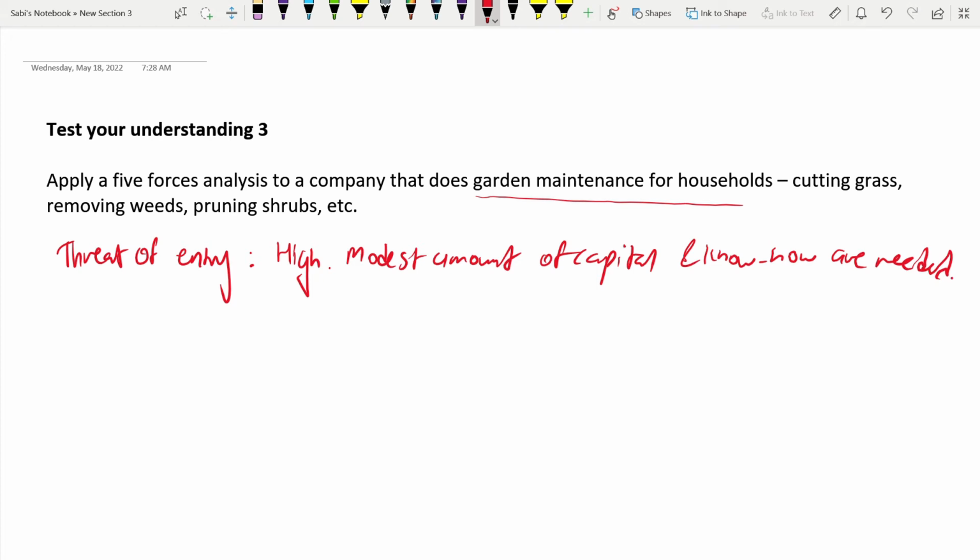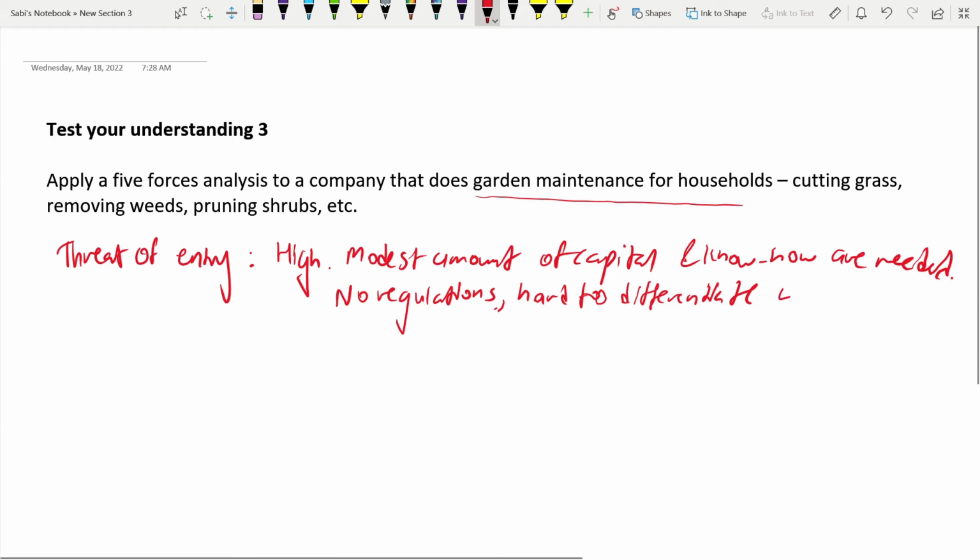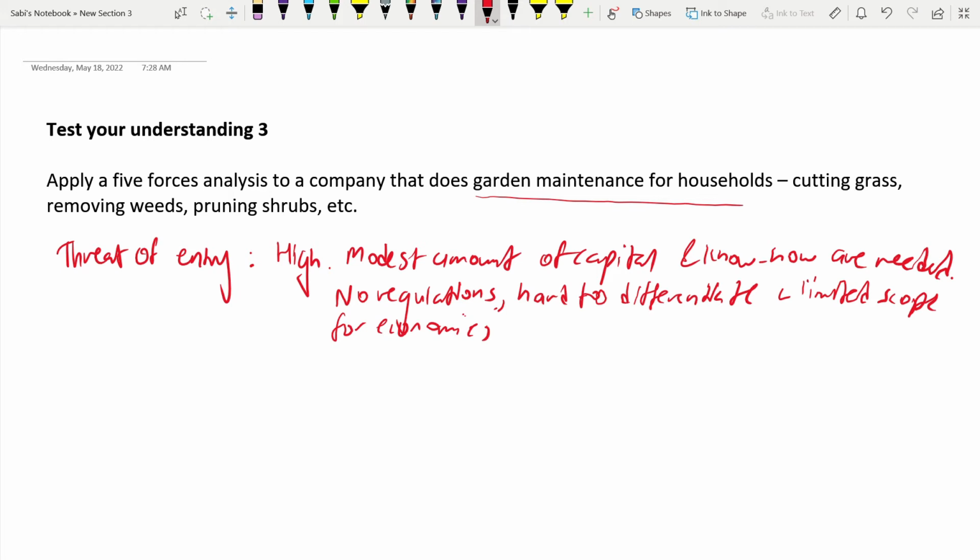And no regulations. Do you have regulations in the industry? In garden maintenance, no regulations. It's hard to differentiate. And limited scope for economies of scale. Limited scope means there could be some economies of scale, but not so much.